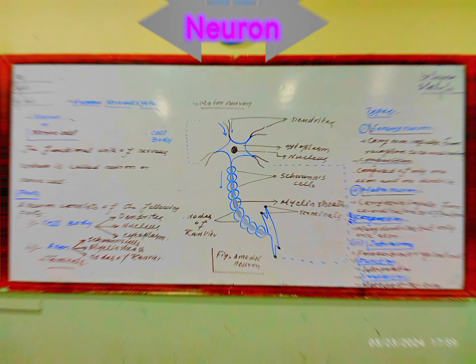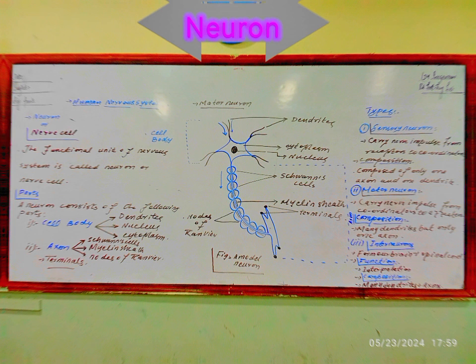Today my topic is structure, function and different types of neurons. Let's come towards the definition of neuron. Neuron is the structural and functional unit of our nervous system. If we look at the structure of a neuron, it is composed of two major parts, that is the neuron cell body and an elongated part which is called the axon.